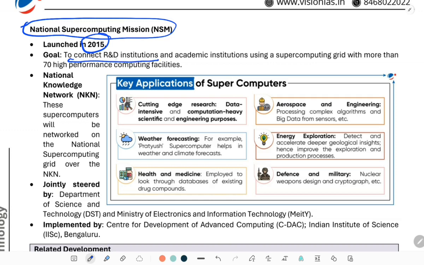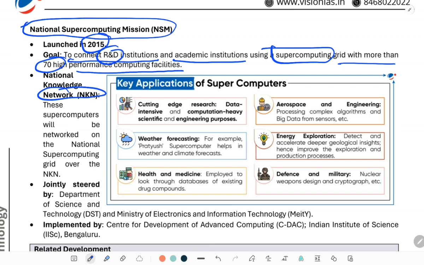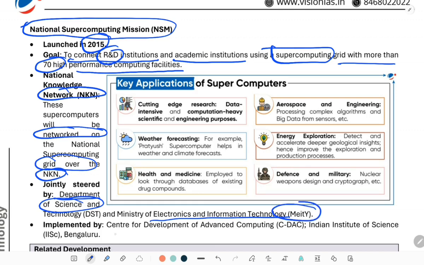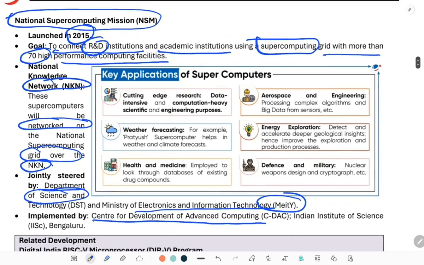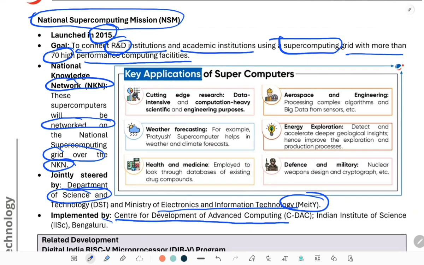Its goal is to connect R&D institutions and academic institutions using a supercomputer grid with more than 70 high performance computing facilities, and a National Knowledge Network. The supercomputers will be networked on the national supercomputing grid over the NKN. It is jointly steered by the Department of Science and Technology and the Ministry of Electronics and Information Technology, MeitY. It is implemented by the Centre for Development of Advanced Computing, CDAC, and the Indian Institute of Science, IISc, Bangalore.